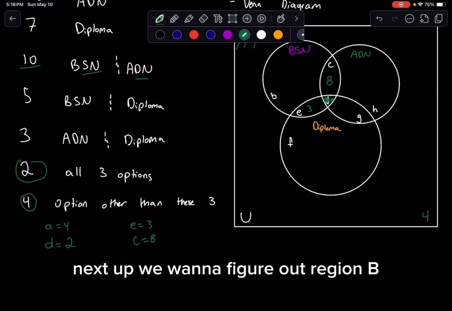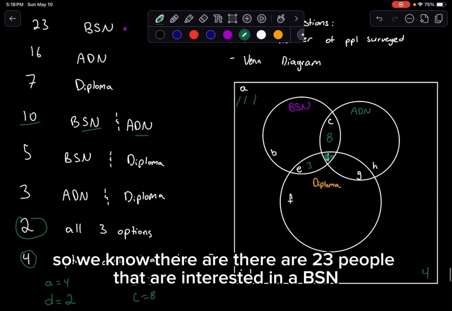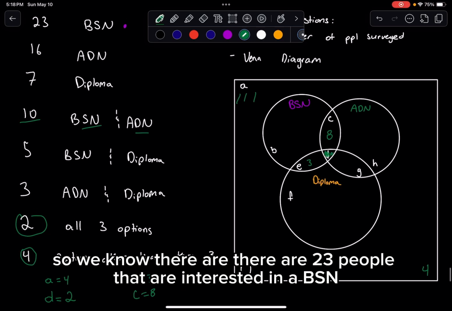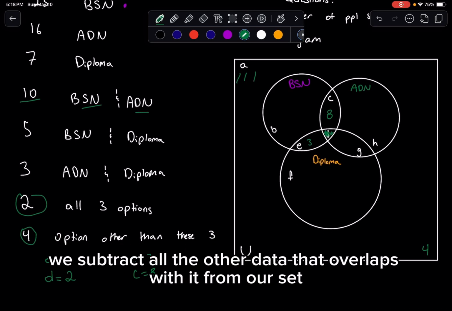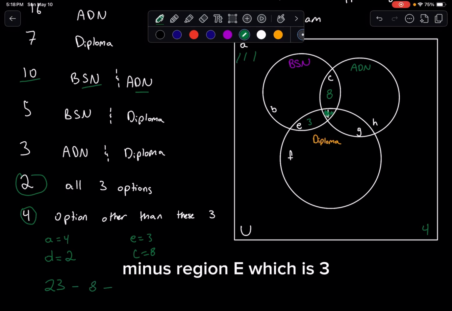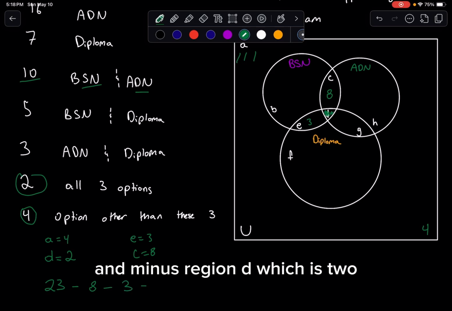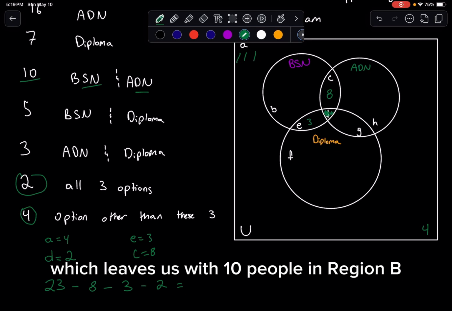Next up, we want to figure out region B. So we know there are 23 people that are interested in a BSN. And then we subtract all the other data that overlaps with it from our set. So we have 23 minus region C, which is 8, minus region E, which is 3, and minus region D, which is 2, which leaves us with 10 people in region B.